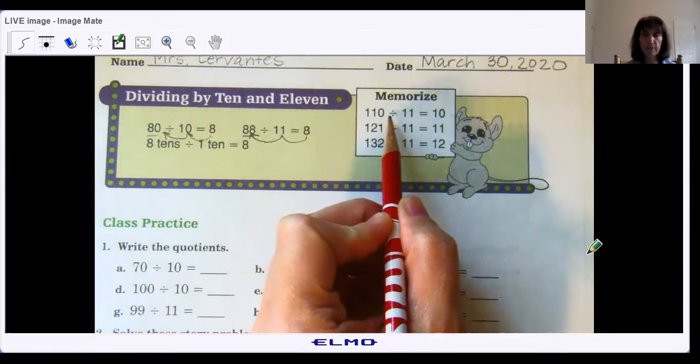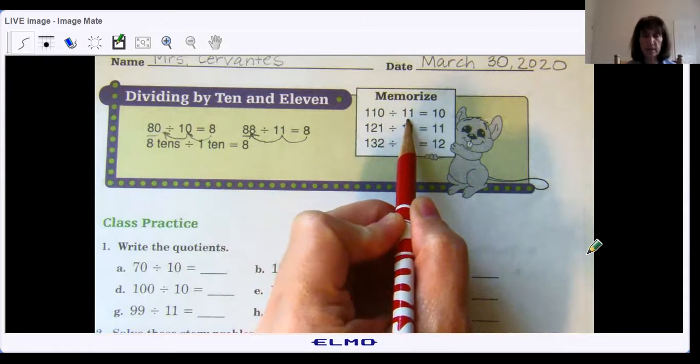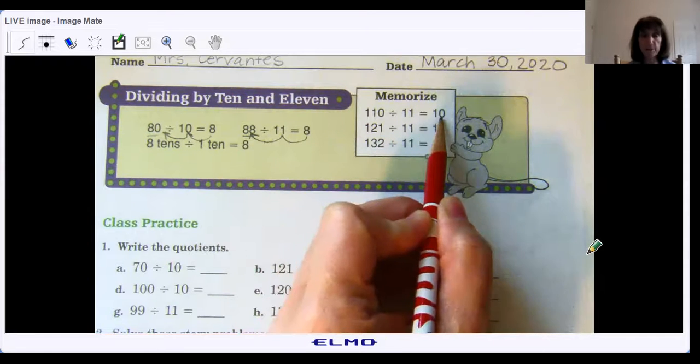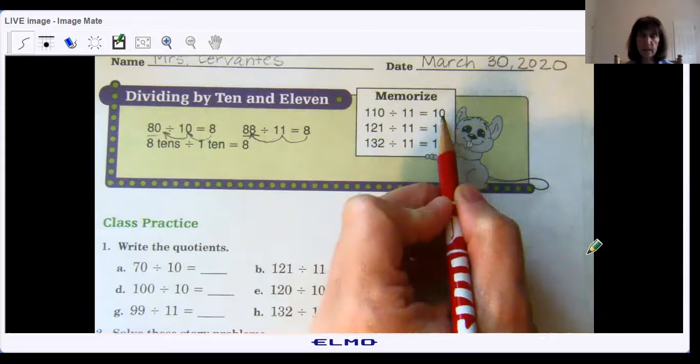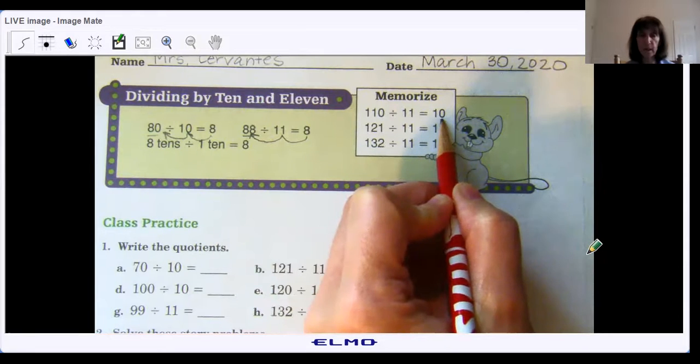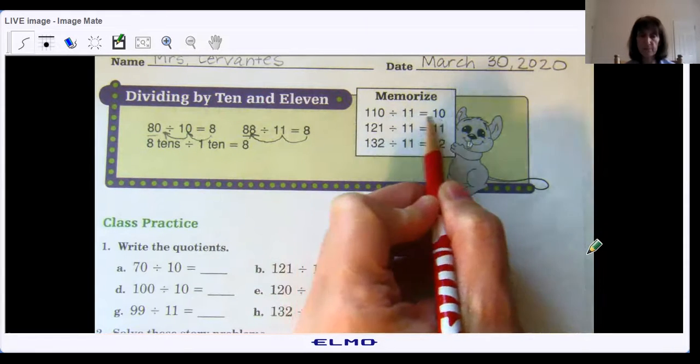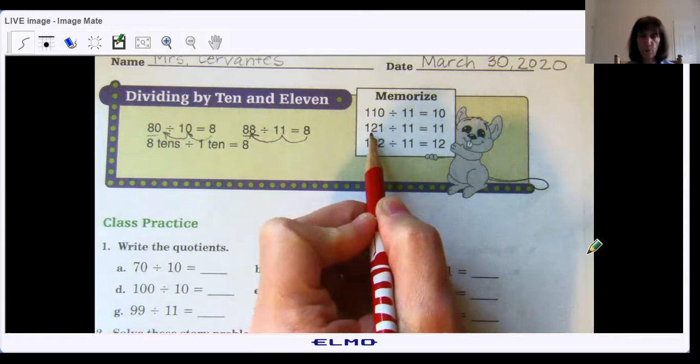110 divided by 11. Okay? If you don't know it, let's multiply. What number times 11 is going to give you 110? The answer is 10. Okay, so 110 divided by 11 is 10. All right, let's look at the next one.